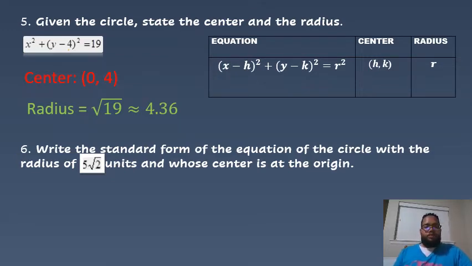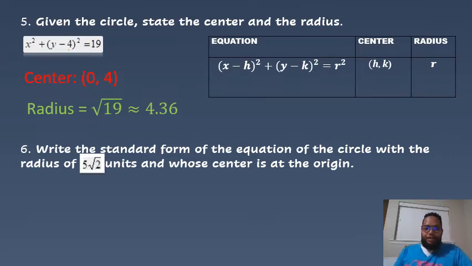Number 6 says to write the standard form of the equation of the circle with the radius 5 root 2 and whose center is at the origin. See if you can figure that out. Press pause and then I'll give you the answer. Ready, set, pause.